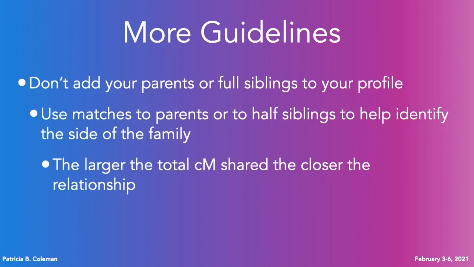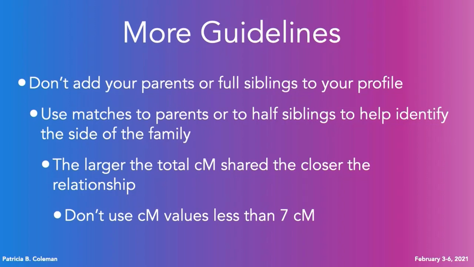The larger the total centimorgans, the closer the match is going to be, the closer the relationship. So second cousin, third cousin, things like that. If the centimorgans get too small, they can be at a very distant relationship and possibly not even in the genealogical time frame to be able to help you identify who the common ancestor is. In any case, you don't want to use values that are less than 7 centimorgans. Even at 7, there's about a 50% chance that the match could be false.